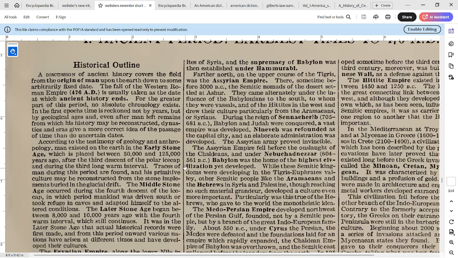While these Semitic kingdoms were developing in the Tigris-Euphrates Valley, other Semitic peoples, like the Arameans and the Hebrews in Syria and Palestine, though reaching no such material grandeur, developed a culture even more important. Particularly was this true of the Hebrews, who gave to the world the monotheistic idea.